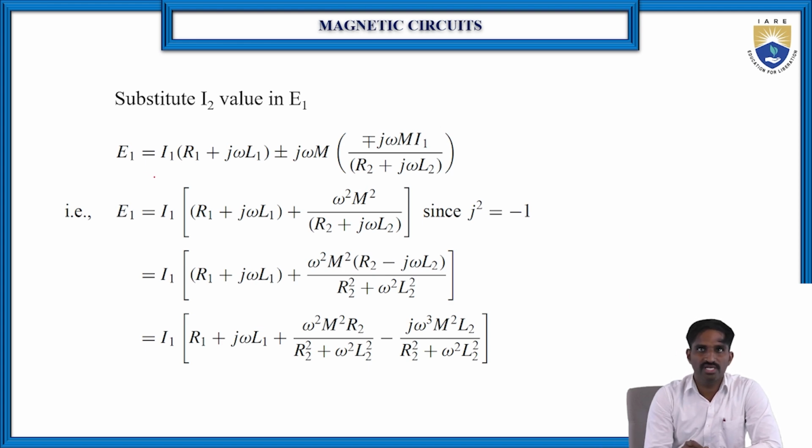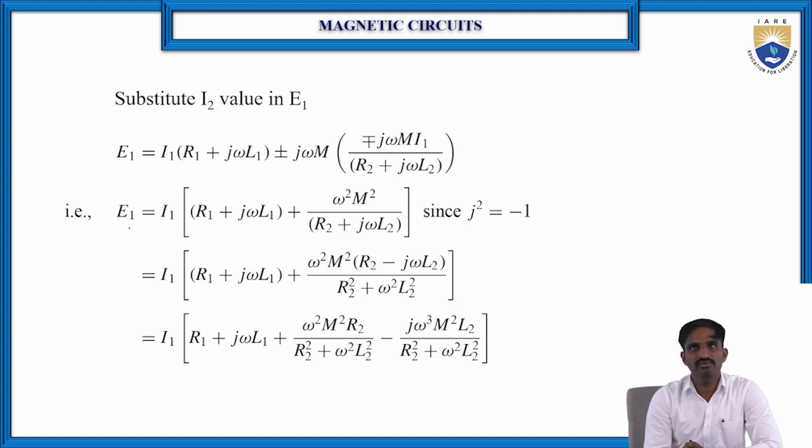Then E1 will become, of course, the first term as it is, because the first term is related to the parameters referred to the primary side. So I1 into R1 plus j omega L1 plus or minus j omega M into, in the place of I2, we are substituting the value of I2 which we have calculated from equation number 2, which is j omega M I1 by R2 plus j omega L2.